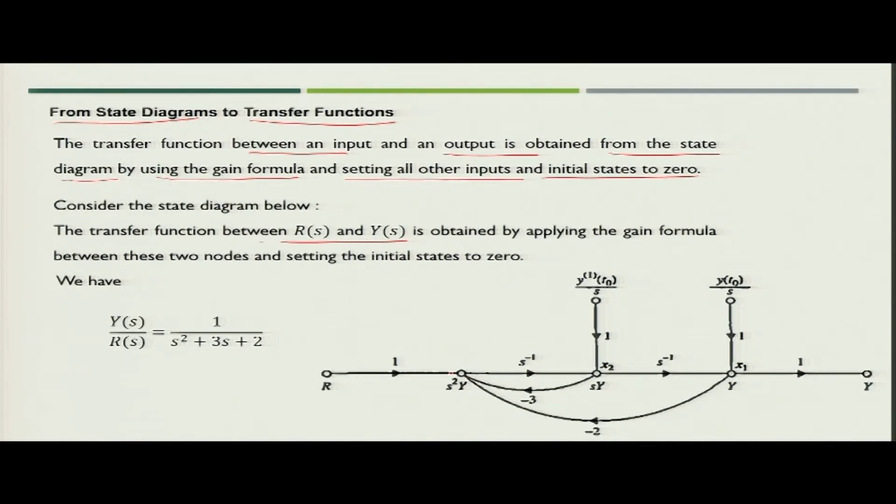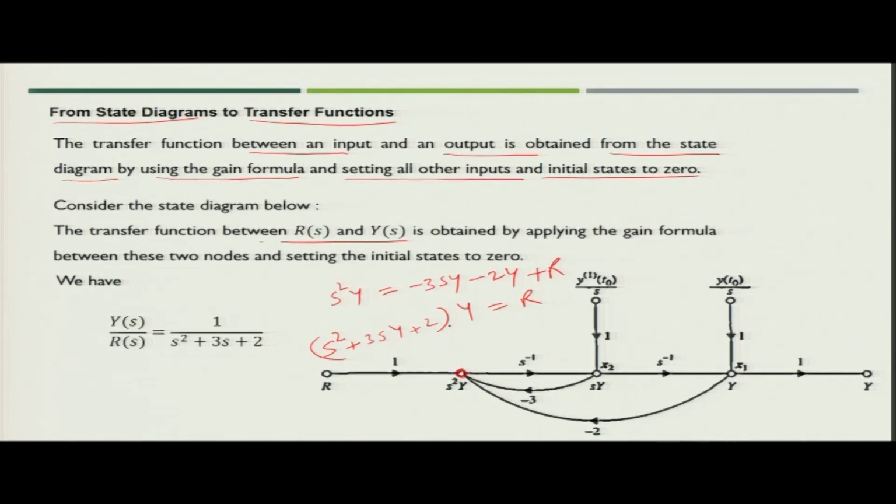So, what we will do? We can write s square Y equal to minus 3 sY, so that is from this, minus 2Y plus R. So, what you can do? You can club all Y components on one side. When you club, you will get s square plus 3 s Y plus 2 into Y equal to R. So, this is what you get when you check the signals which are coming to s square Y. So, when you sum up, you get this.